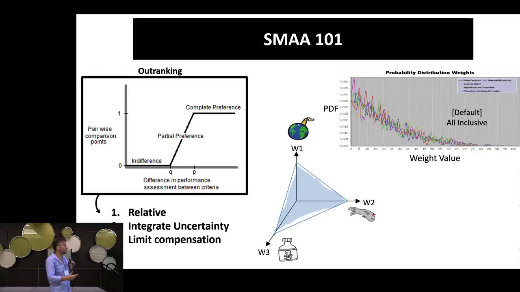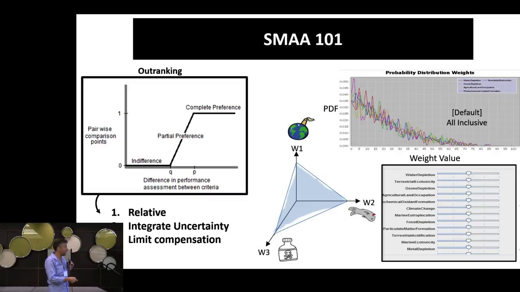We use linear weights, and because we don't know how to model them or elicit them, we model them stochastically. Over on the right-hand side, I've shown you the beta distributions that represent all of the mathematically feasible solutions to a weighting problem. We sample that using Monte Carlo, so we explore all the feasible weight spaces, and we get results that incorporate all of this uncertainty.